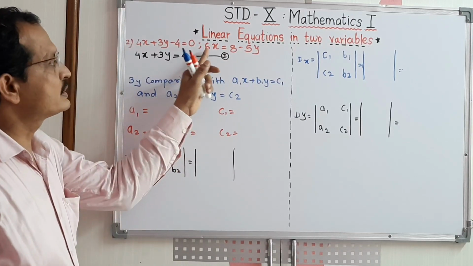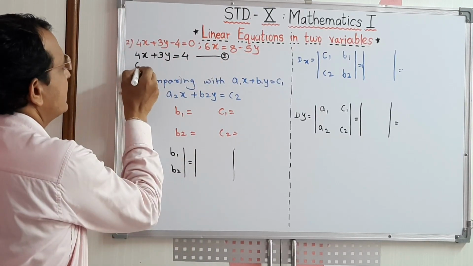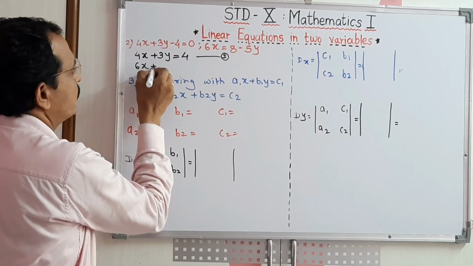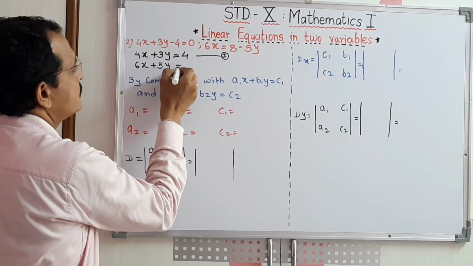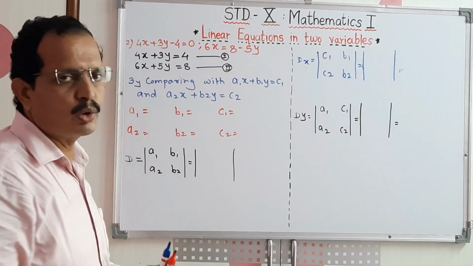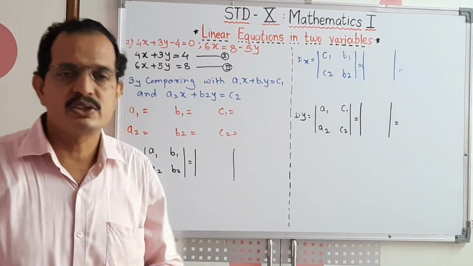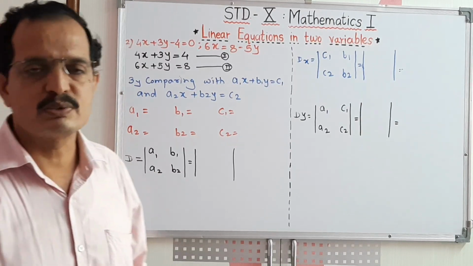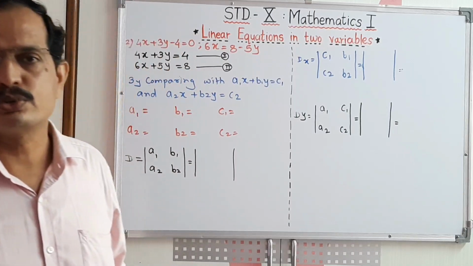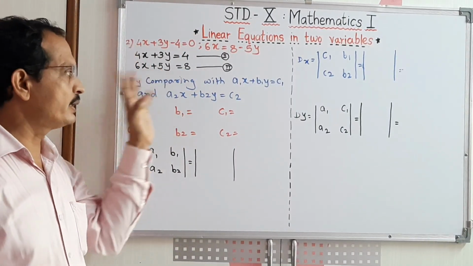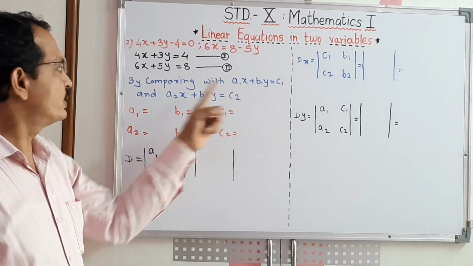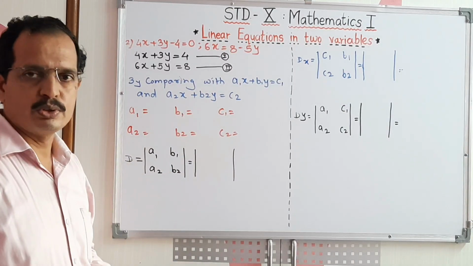Then take out the second one. It is 6x. This 5y we have to take on this side, it will become plus 5y is equal to 8. This is equation number 2. As I have already told you, we have to write the given equation in a1x plus b1y is equal to c1 and a2x plus b2y is equal to c2 form. Therefore we write it like this, and now by comparing with a1x plus b1y is equal to c1 and a2x plus b2y is equal to c2.